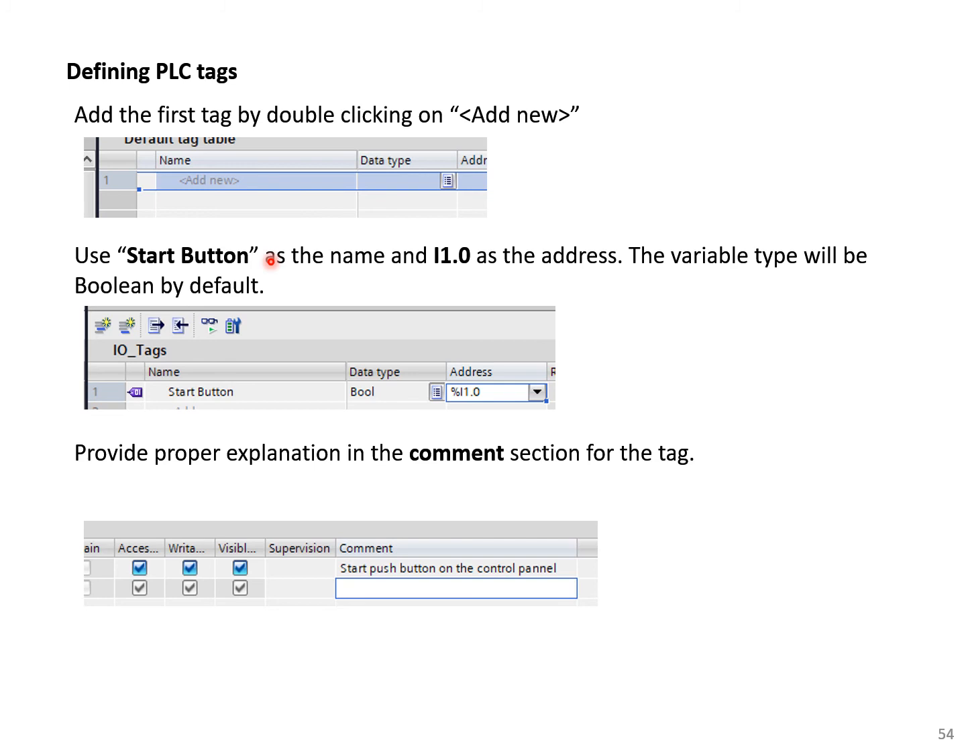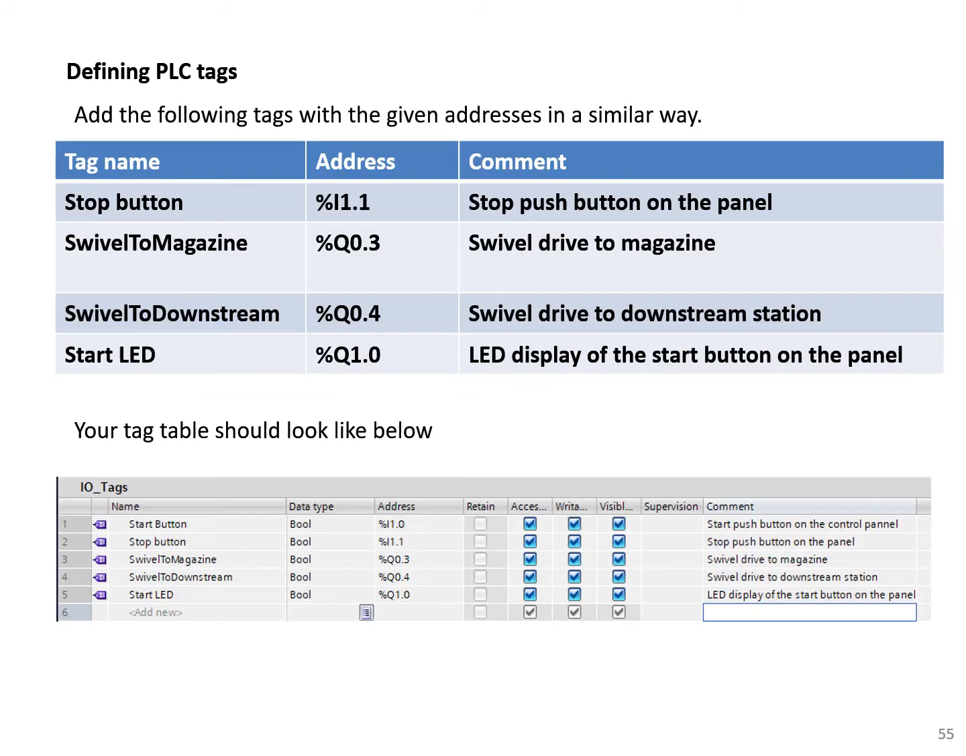Provide a proper explanation in the comment section for the tag. So you could basically write start push button on the control panel or any other explanation you wish. Now proceed and add the following tags with the given addresses in a similar way.